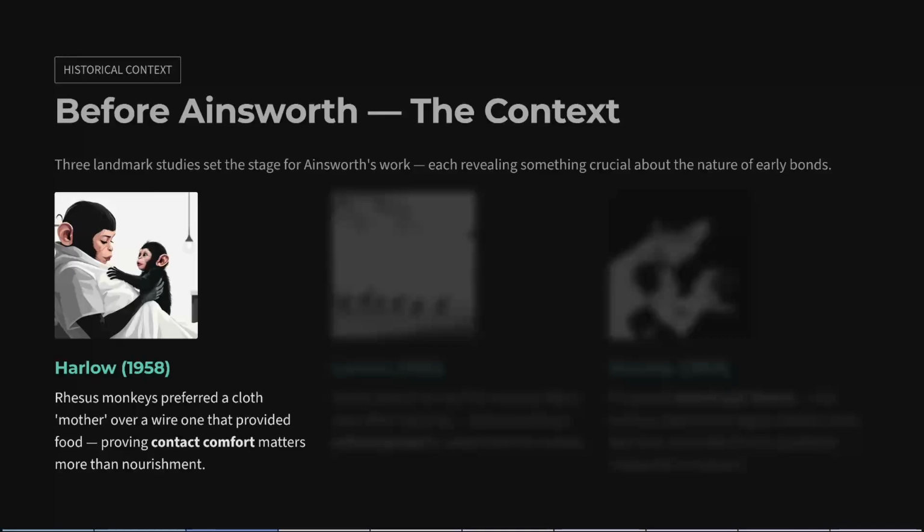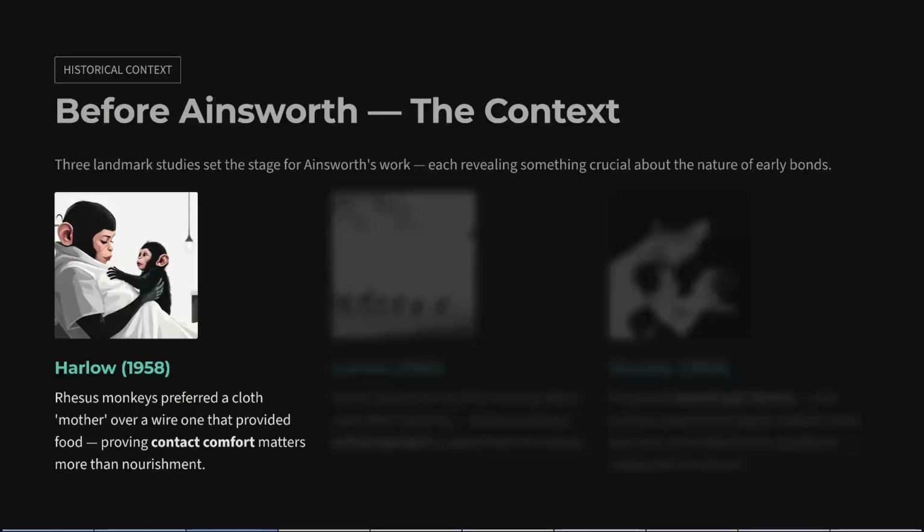Classical learning theory, the dominant explanation of the time, would have predicted that the infants would attach to the wire mother because she provided the food that reduced the primary drive of hunger. And this is called the cupboard love theory of attachment. That is not what happened.